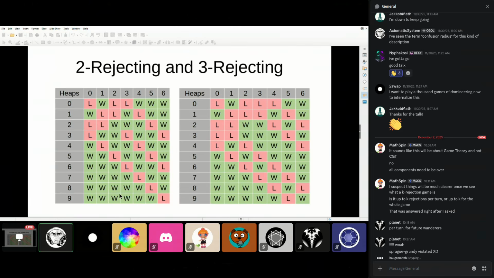But then when I started looking at two rejecting Wythoff's game, the golden bit just went away. And in both normal play and misère, you just get this double diagonal line like you see over here, except at a knight's move angle.